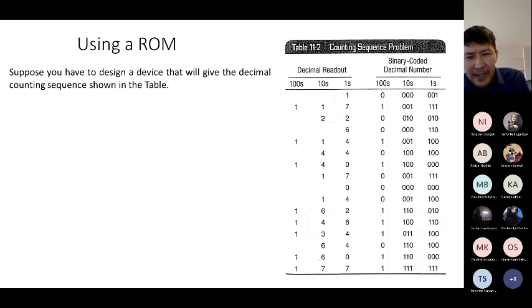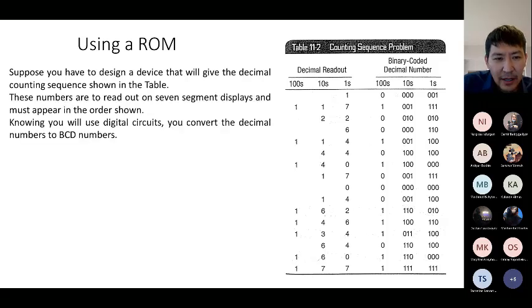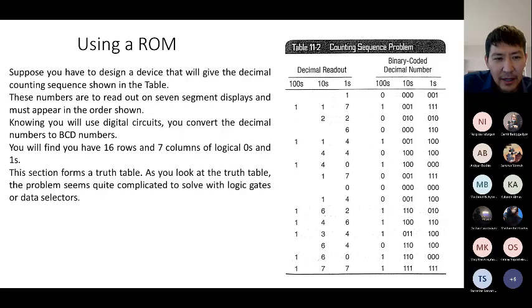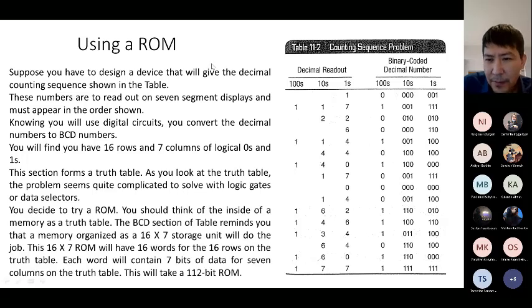Of course, you can assemble a logic circuit, or you can maybe use another kind of device, like a data selector, but there is no meaningful order here. So it's better to use a ROM for this. So actually, first you convert this decimal readout to binary coded decimal.